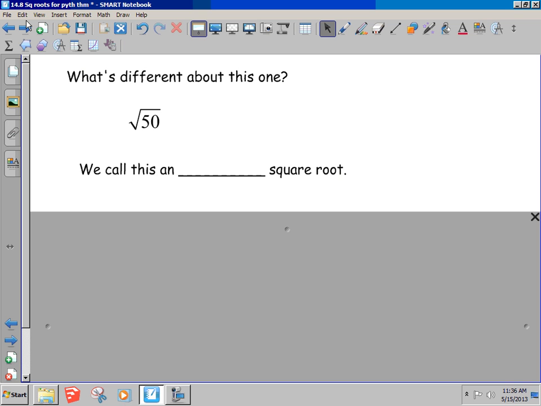7 times 7 is 49, and 8 times 8 is 64. It falls somewhere between them, right? It's not a whole number. If we do the square root, we'll find a crazy decimal number, which is also called an irrational square root. Crazy decimal that just keeps on going, non-repeating, non-terminating, kind of like pi, but it's a root.